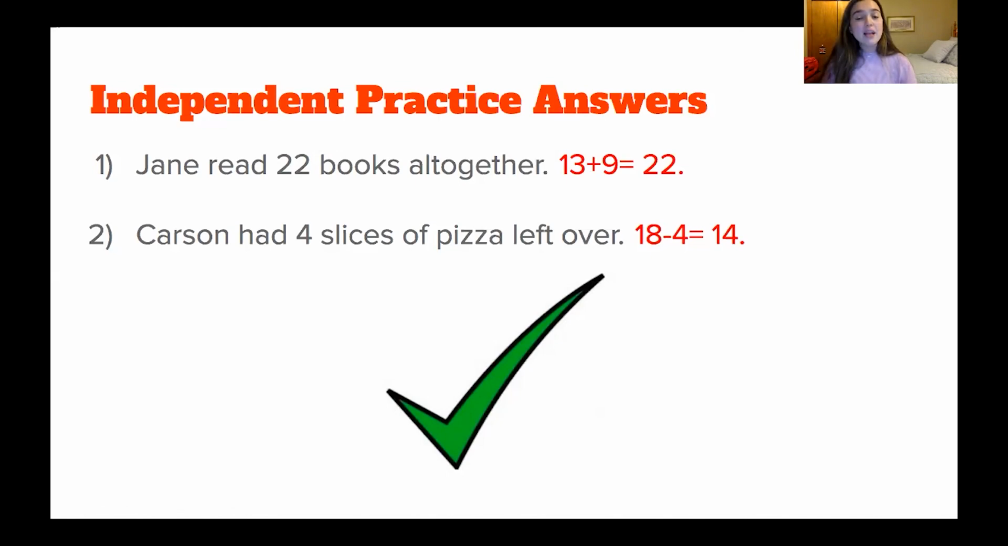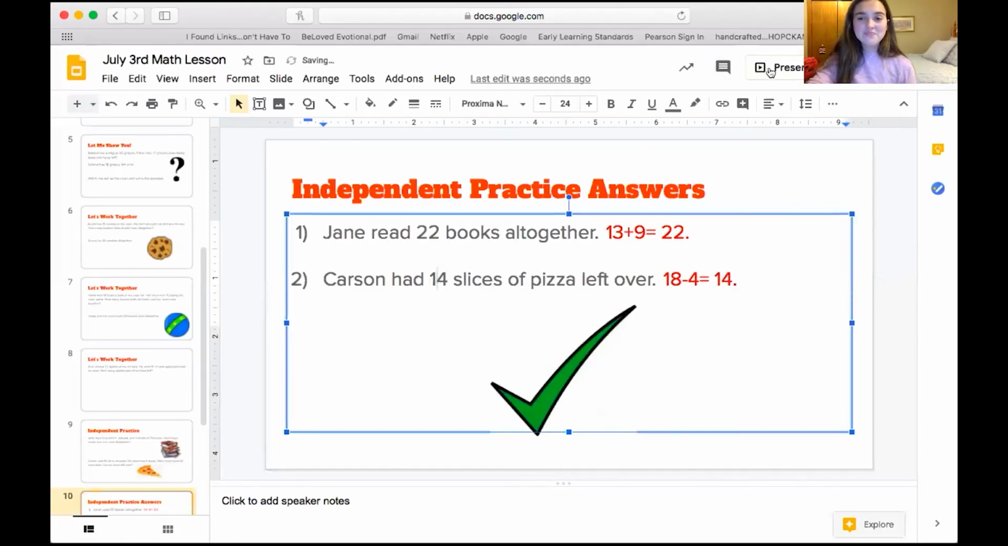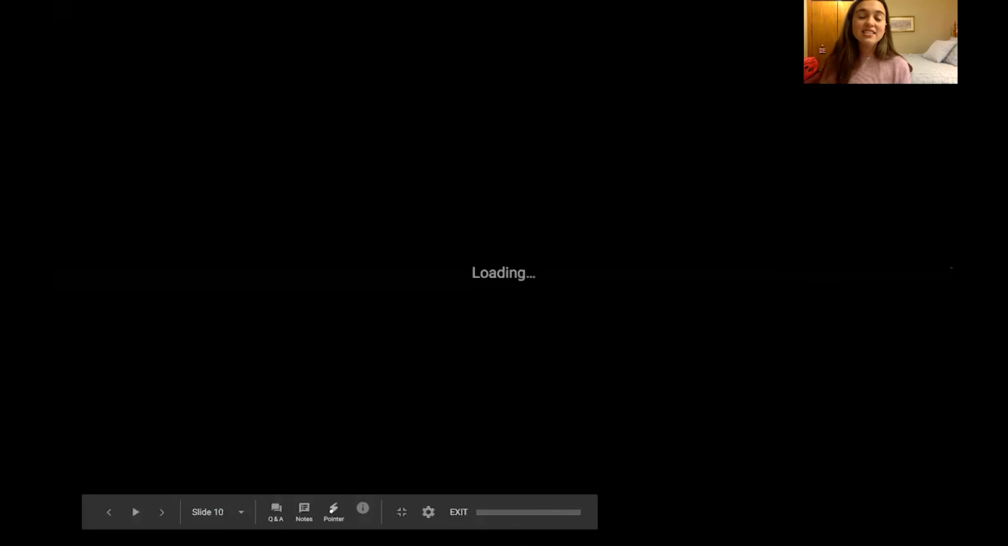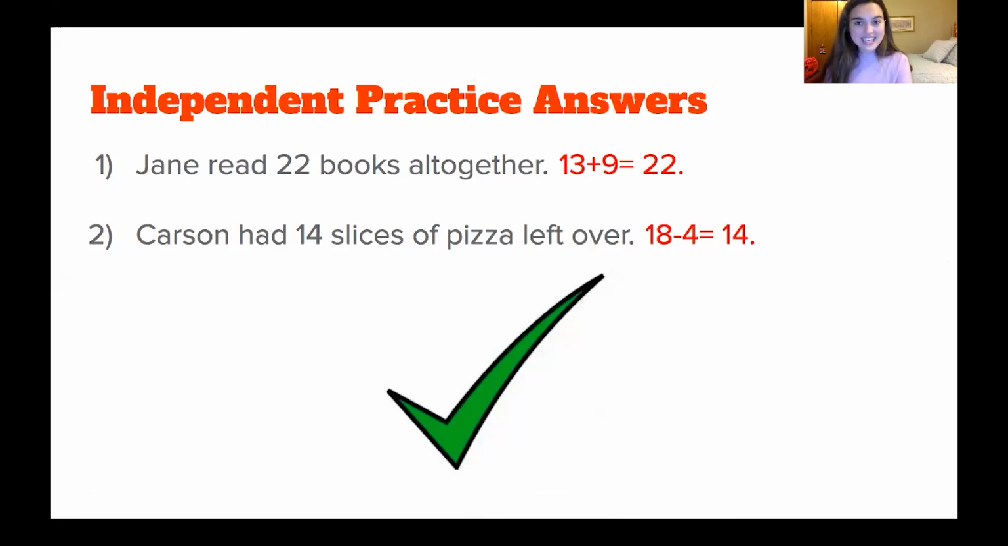This second independent practice answer is Carson had 4 slices of pizza left over, or 14, I'm sorry. I accidentally made a mistake there. It was 14. I missed the 1. Carson had 14 slices of pizza left over. And the problem there is 18 minus 4 equals 14. So there are your problems and your answers.